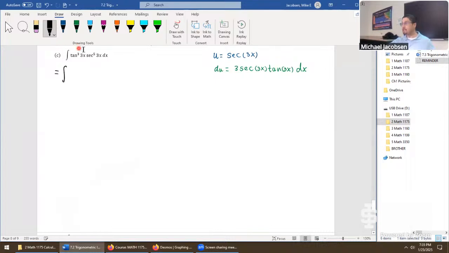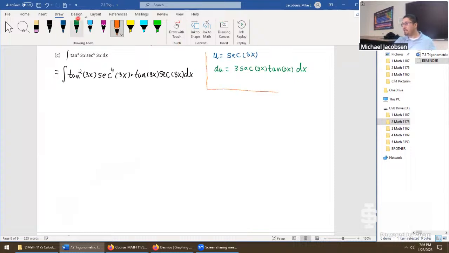Let's start dropping the powers on here because of that differential. This is now tangent squared 3x, secant power 4 3x. And I'm just going to go times, not that you have to put a bullet there, but this is just me organizing in the integrand. Everything to the right of the multiplication dot is now going into the differential, which is tangent 3x, secant 3x, dx. Let me just partition that away.